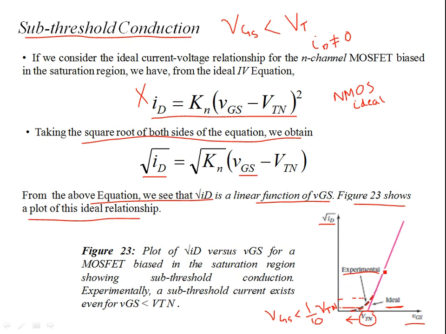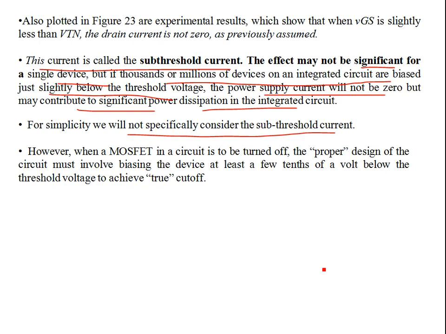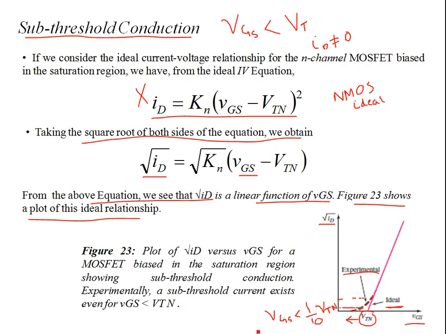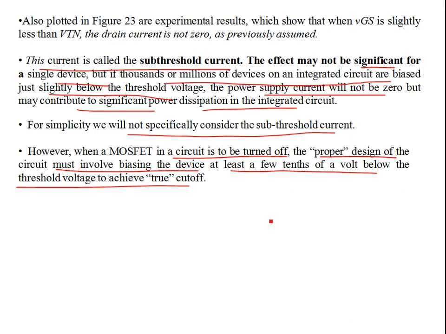What seems at the experimental output. So when a MOSFET in a circuit is to be turned off, the proper design of the circuit must involve the biasing of the device at least a few tenths of volts below the threshold voltage to achieve true cutoff. Which means VGS must be much smaller than VTN. So you should be biasing the device somewhere over here so that you don't have this problem of a huge power dissipation in the IC involving multiple NMOS circuits.